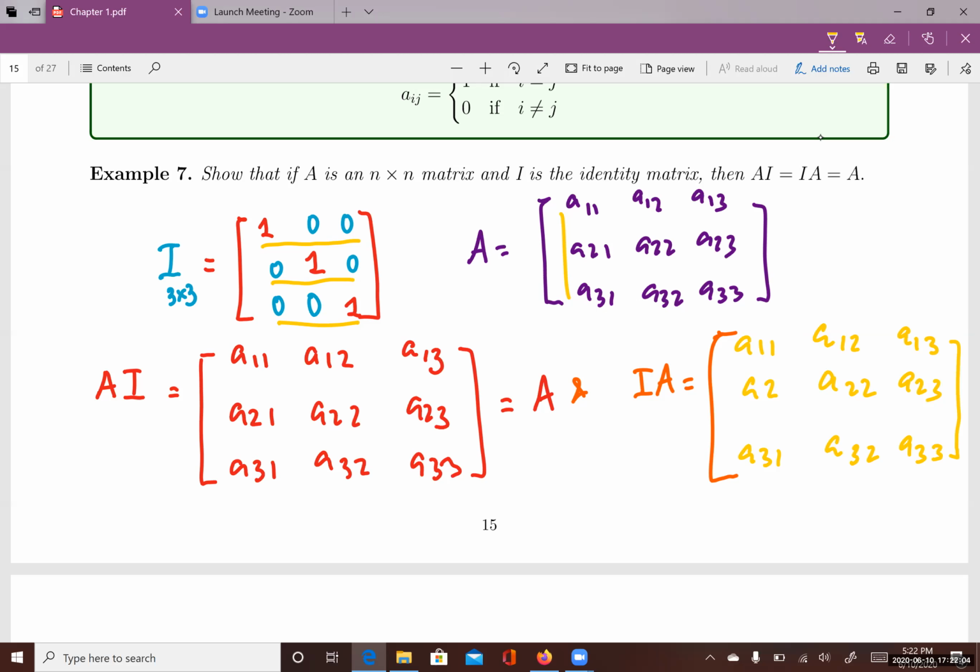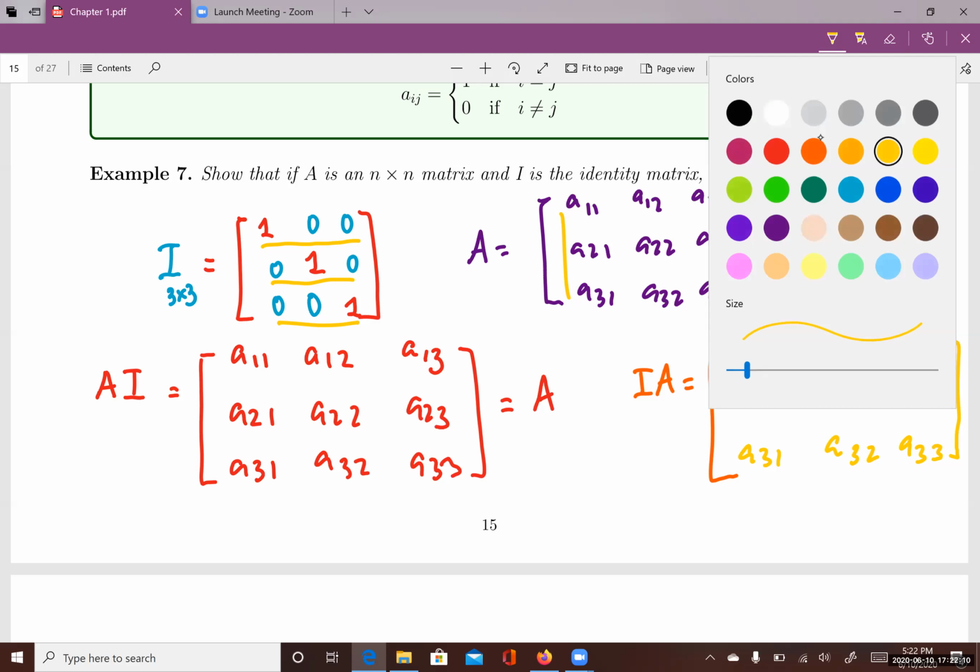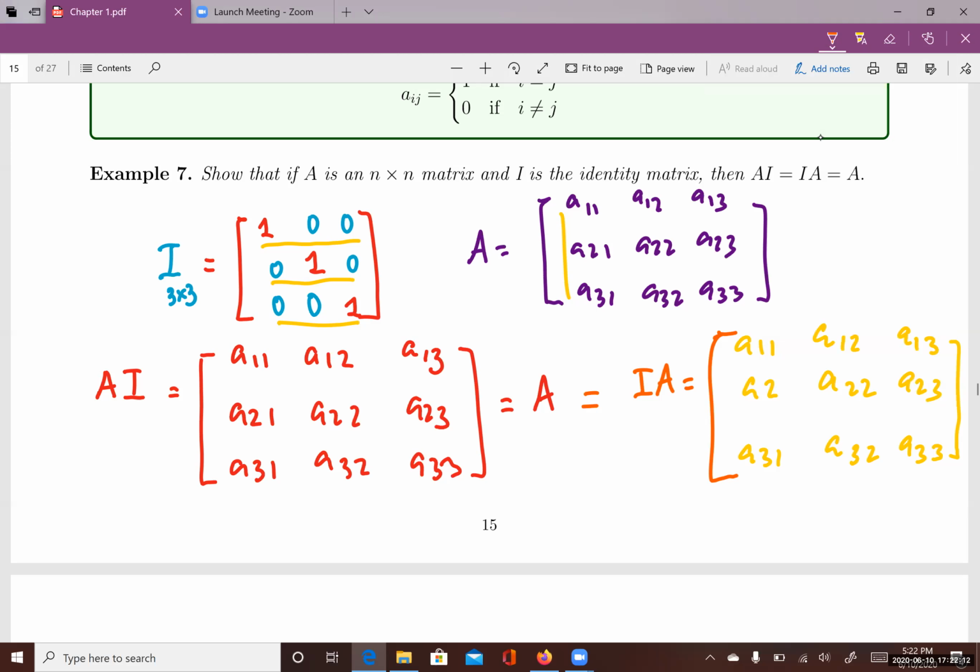this is also just A. Okay, so now it's the same as A times I equals I times A equals A. If you take any matrix and multiply it by an identity matrix, you get that matrix back.